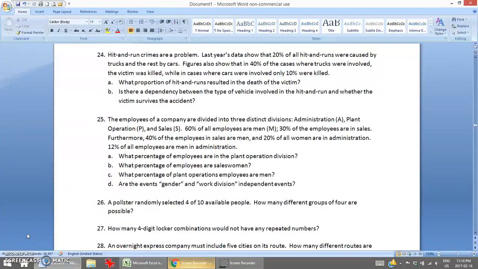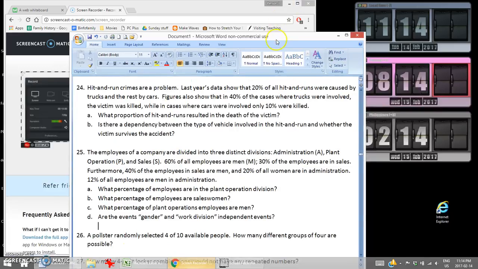Hello students. We're going to look at question 24, which is in your course package. I believe it's on page 54. We're going to look at how to read through a question like this and answer it. The main question is trying to determine if there is some dependency between a type of vehicle and another event occurring. So for question 24, we're going to create a data table.